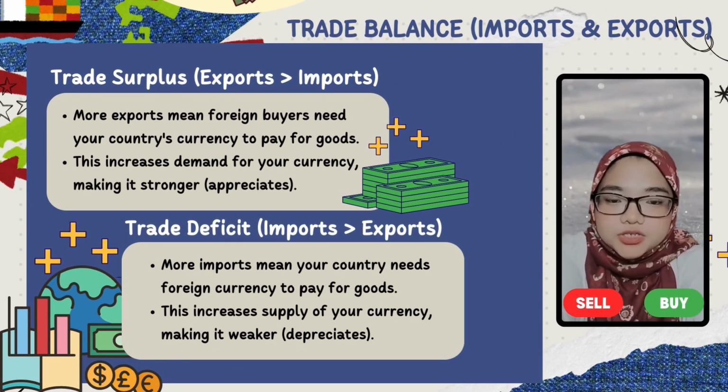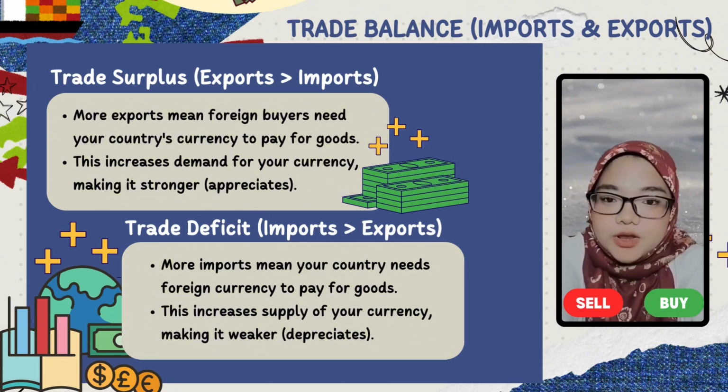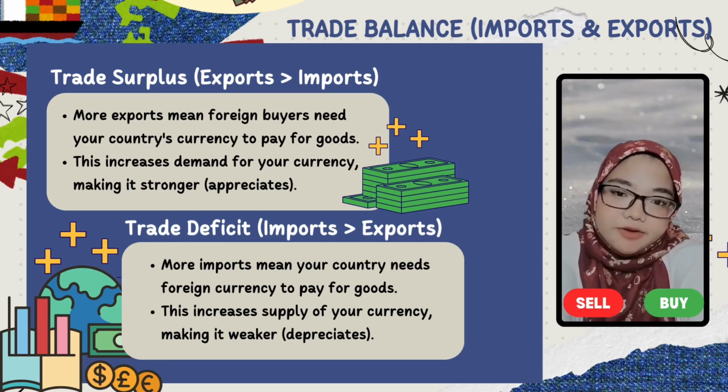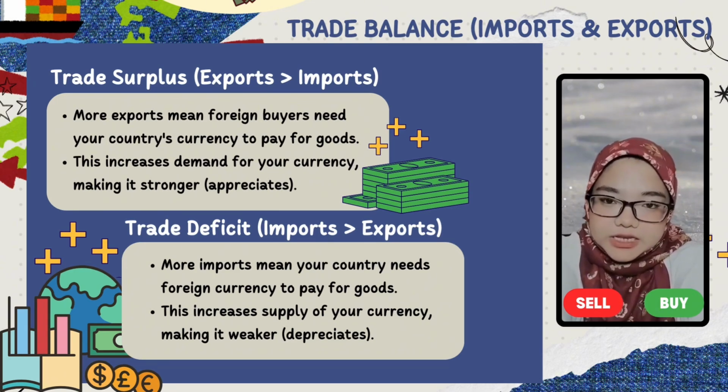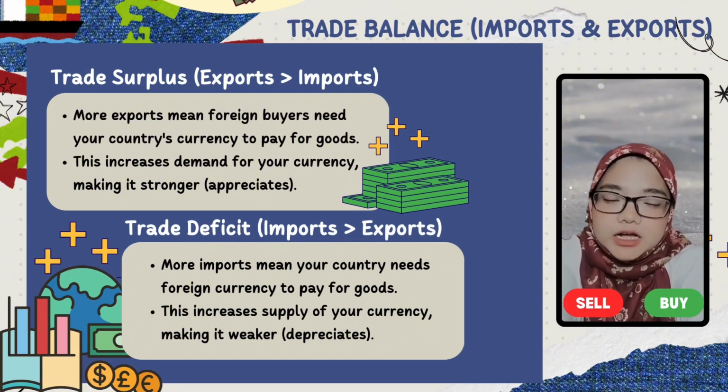Let's talk about how the trade balance, the difference between a country's exports and imports, influences the exchange rate. The trade balance plays a vital role in determining the value of a country's currency. When a country exports more than it imports, it creates a trade surplus. In this case, foreign buyers need the country's currency to pay for goods and services. This increases demand for the currency, causing it to appreciate.